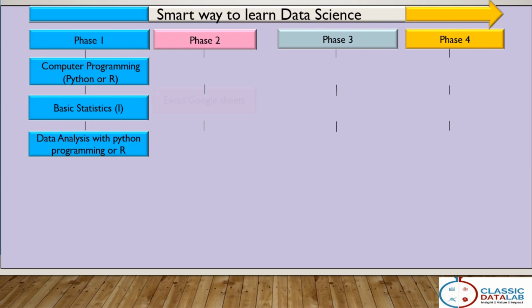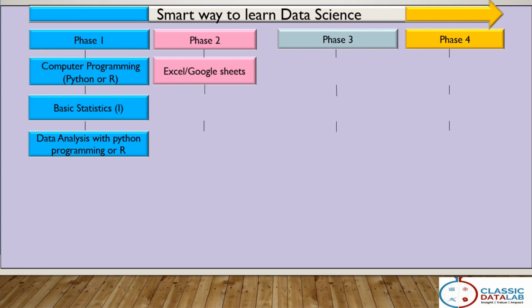Under Phase 2, you start with Excel or Google Sheets. Excel is very common, and you may think that you don't need it as a data scientist. I can tell you with assurance that you can't do away with Excel as a data scientist. So you will need to also learn Excel or Google Sheets for data manipulation, right, and analysis.